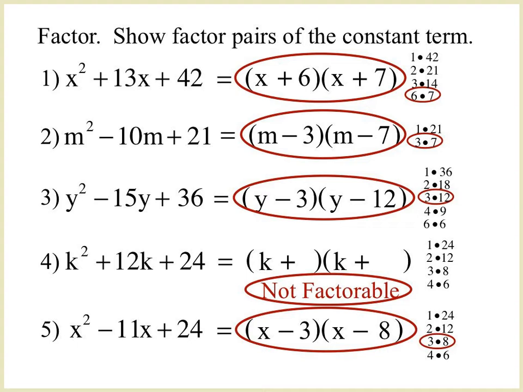12. 8 minus 3 is 5. 8 plus 3 is 11. 12 minus 2 is 10. 12 plus 2 is 14. So no matter what you do, there's nothing that will multiply to 24 and add to 12. And that's when we say it's not factorable. And number 5 is the quantity of x minus 3 times the quantity of x minus 8.